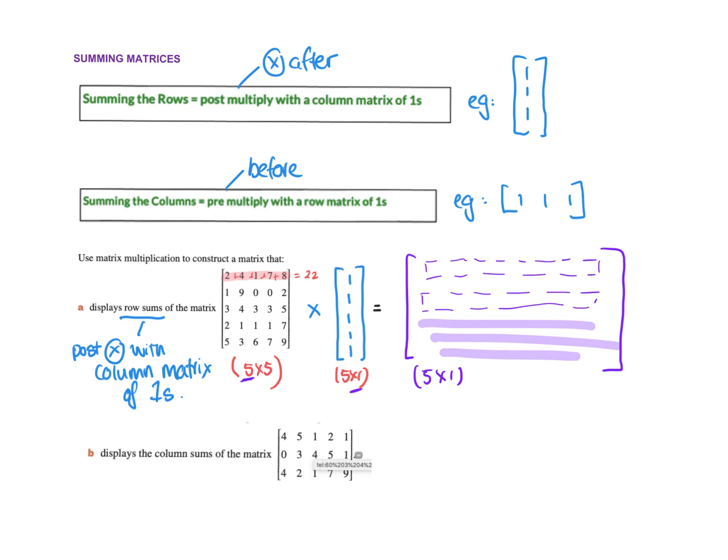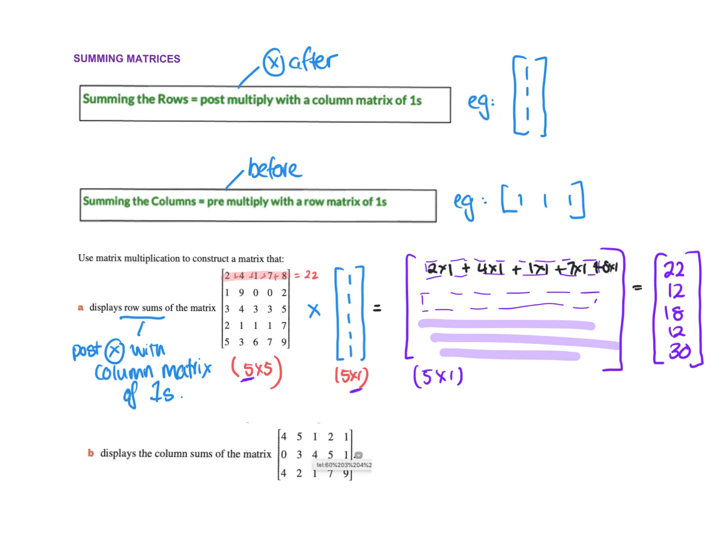Okay, and then you can see it would be 2 times 1 plus 4 times 1 plus 1 times 1 plus 7 times 1 plus 8 times 1. And you can see when you do that, you'll end up with 22, which is what we knew we should get. So if you just quickly chuck that matrix in and times it by a column, you'll end up with a sum, all those rows added up.